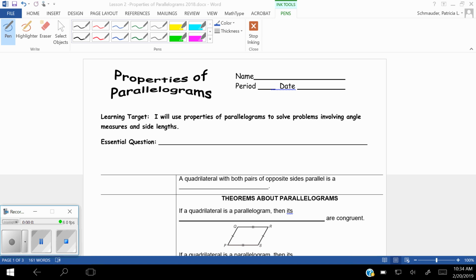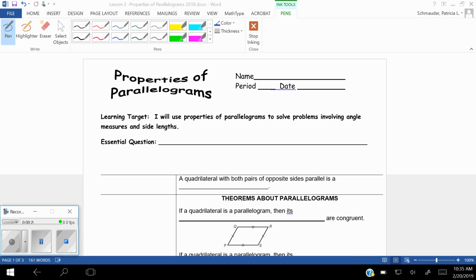All right, in today's lesson, we're going to move on from talking about the general category of polygons to more specifically parallelograms. So please remember to go back and write in your essential question when we get finished. Our learning target says, I will use properties of parallelograms to solve problems involving angle measures and side lengths.